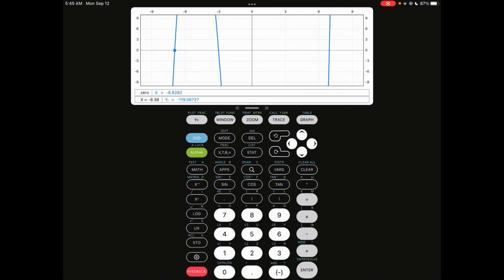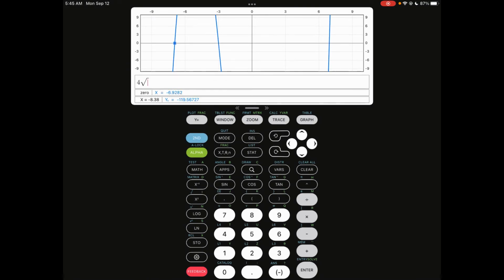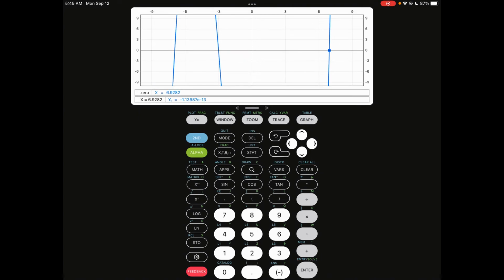All right, trace. And we'll do negative 3. And look, we get a y value of 0. So that verifies it. And then trace. And we're going to do 4 the square root of 3. Enter. And notice I get negative 1.136 e to the negative 13. So that just means I move that decimal to the left 13 times. So it's not exactly 0, but it's very, very close.